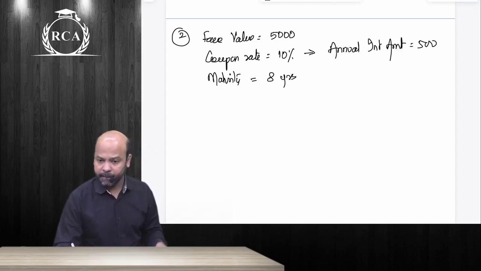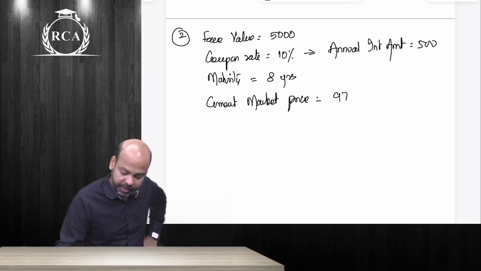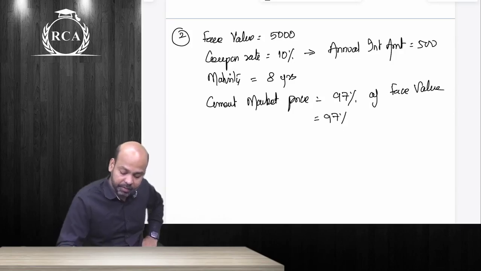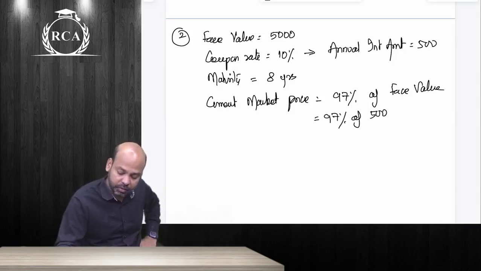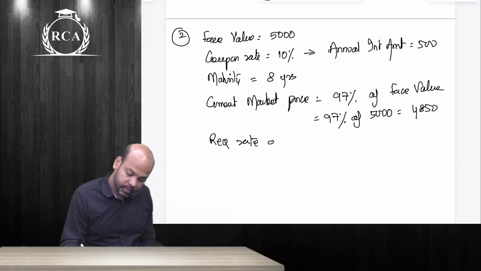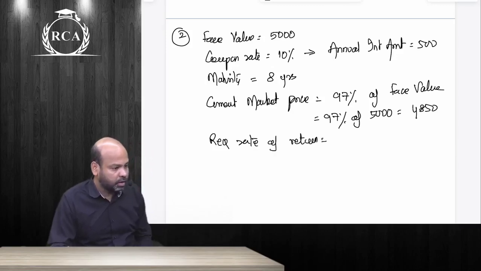Next, current market price. Current market price is 97%. Whenever it gives a percentage, I told you that it is always as a percentage of face value. So that'll be 97% of 5,000 rupees, 4,850. Required rate of return is 11%.